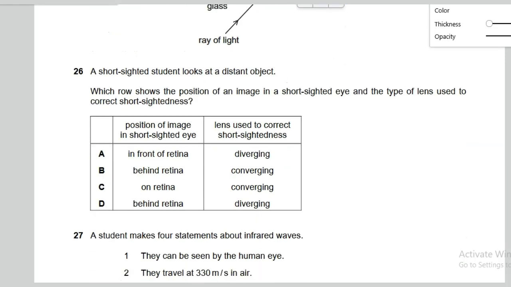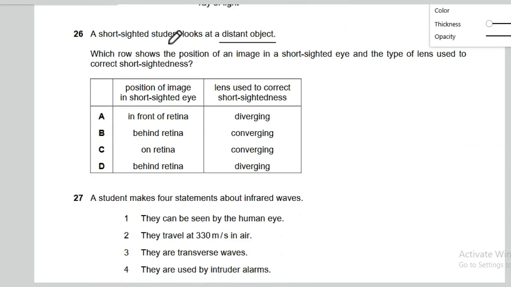Question 26. A short-sighted student looks at a distant object. Which row shows the position of an image in a short-sighted eye and the type of lens used to correct short-sightedness? So we know that during short-sightedness, a diverging lens is used. So option A or D is our answer. And the position of the image in a short-sighted eye will be in front of the retina. And the diverging lens is used to help focus the light rays onto the retina. So option A is the answer.